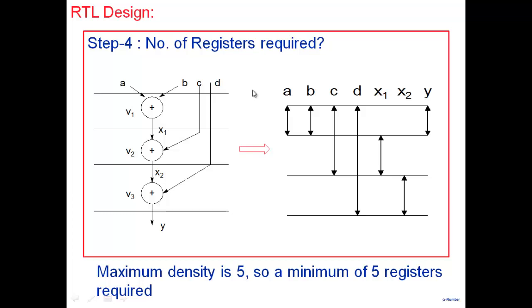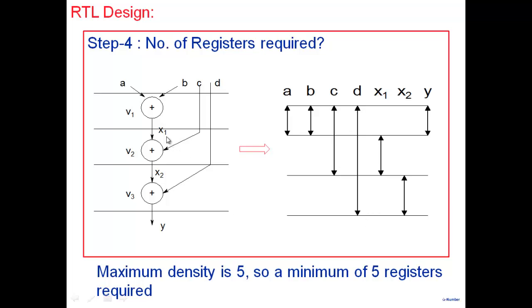Deciding how many registers are required. If you look at this particular picture here, register A is required here, B is required here, so I've written it out. C is an input, required here, but then it has to be available throughout, starting from here. So C is required till this particular point. D is required at this particular point.